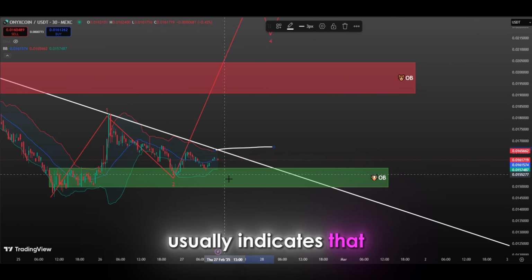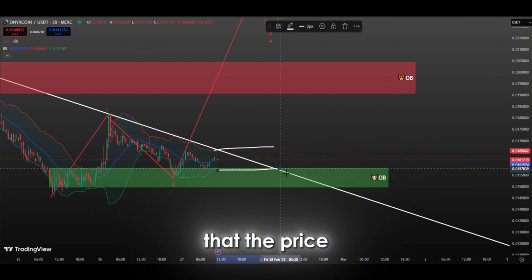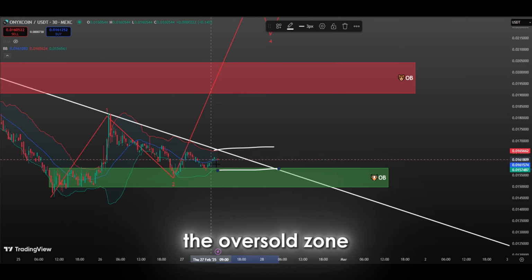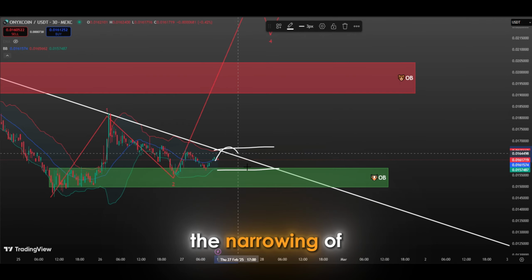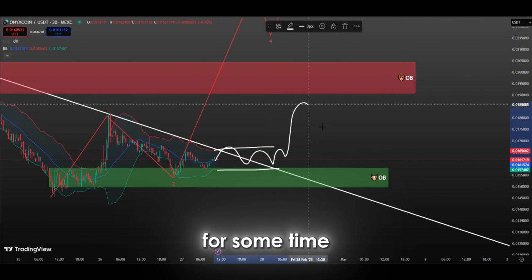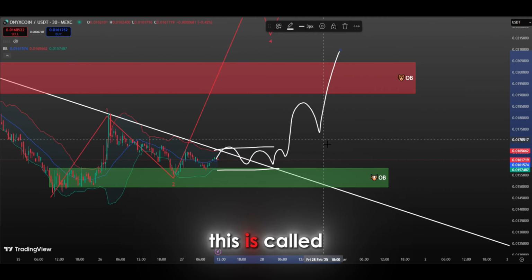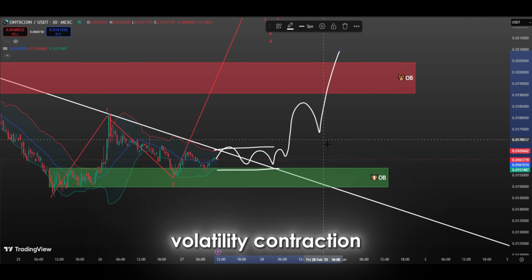The upper band usually indicates that the price is approaching the overbought zone, while the lower band indicates that the price is approaching the oversold zone. At the moment, the narrowing of the Bollinger Bands indicates that the market has been moving with low volatility for some time, and a major directional breakout is approaching. In technical analysis, this is called a squeeze or volatility contraction.